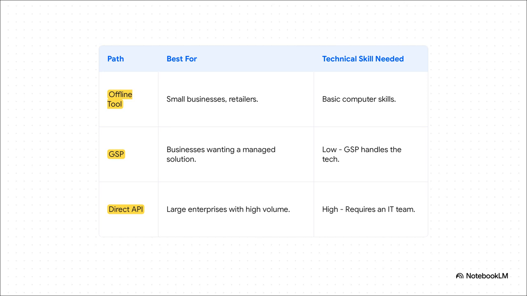So, looking at it from a high level, you've basically got three main options. First up, there's the free offline tool from the government itself. That's pretty straightforward, great for smaller businesses who can just plug invoice data into an Excel sheet. The second option is using what's called a GSP, or a GST Suvida provider. Think of them as a third-party service that handles all the tech stuff for you. And then, for the really big companies, there's the third path, direct API integration. That's where your own systems talk directly to the GST portal, no middleman.